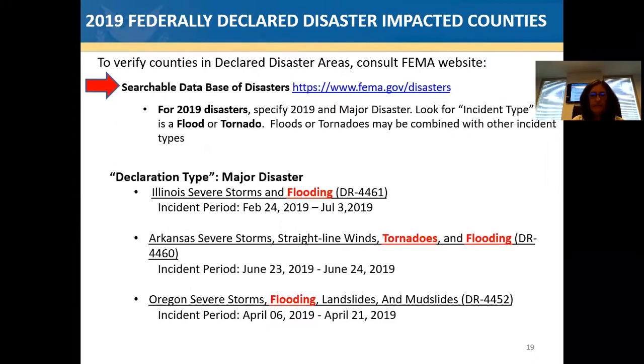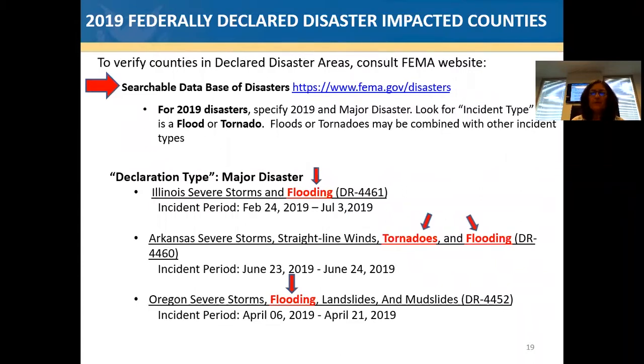So as you can see below, in Illinois, this declaration is severe storms and flooding. If it was just severe storms, it wouldn't be eligible under our requirements for 2019, but this flooding declaration makes it eligible. Same thing over here for Arkansas. Here they've included tornadoes and flooding. And in Oregon, we have flooding. So those are examples of disasters that would be eligible for our 2019 disaster supplemental.